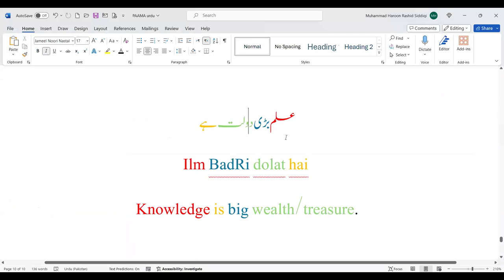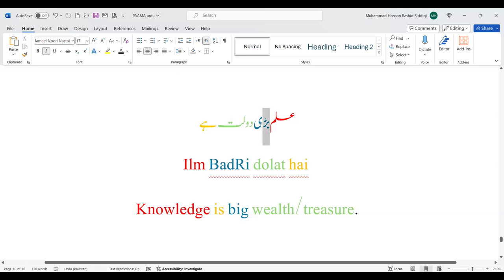Yes. Okay. So sorry. I was saying that bari is the adjective. Bari means big. That's the adjective, and dolat is the noun. And the adjective is always going to follow the noun. Whatever gender the noun is, the adjective is going to copy that.